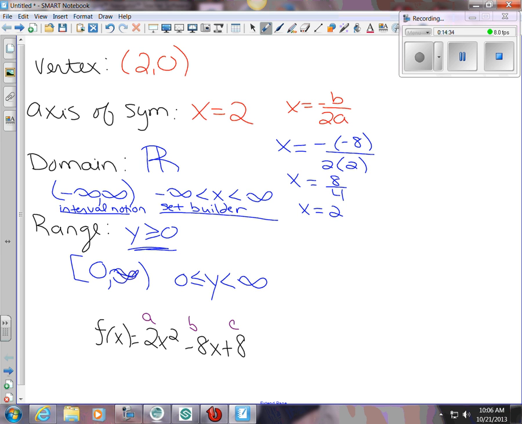Why didn't I use X? Okay, we're not dealing with domain. We're talking about range, right? It's the Y values. Good. You guys doing okay? Okay.